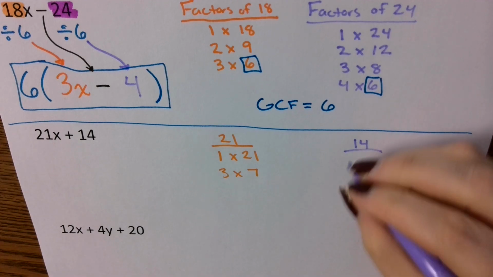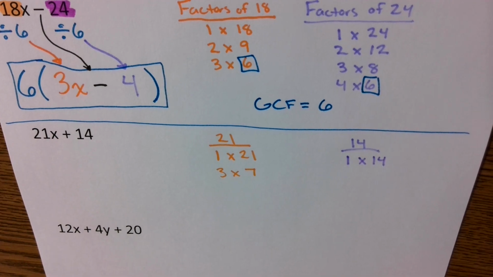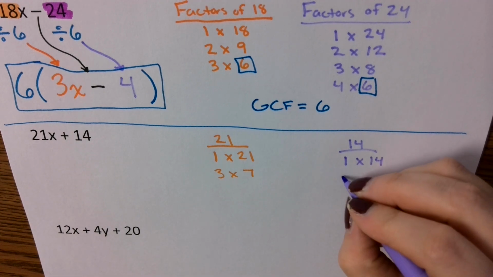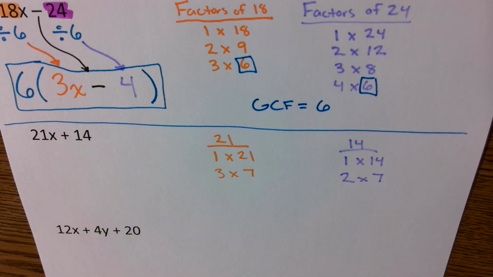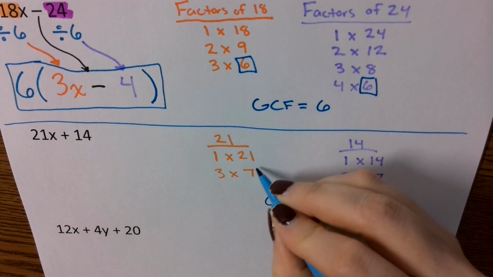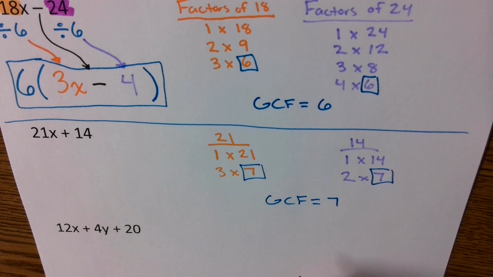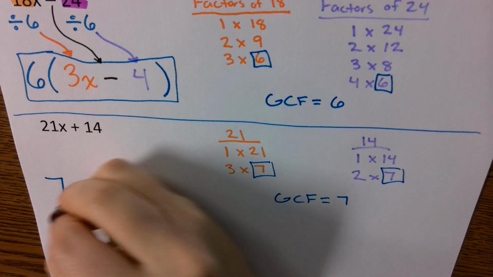Let's go with 14. Again, starting with our first set, it's always 1 times 14. What else? 2 times 7. Good. 2 times 7. And then that happens to be it. So what's our greatest common factor here? 7. 7 is our greatest common factor. So where am I going to put 7 now? Behind the parentheses, right? Outside of the parentheses.